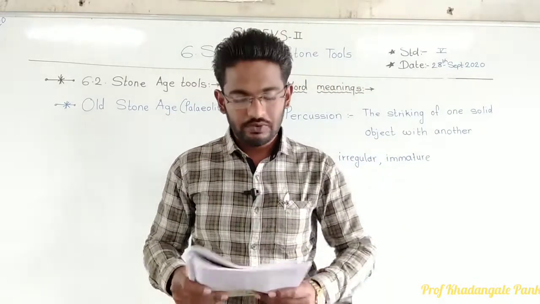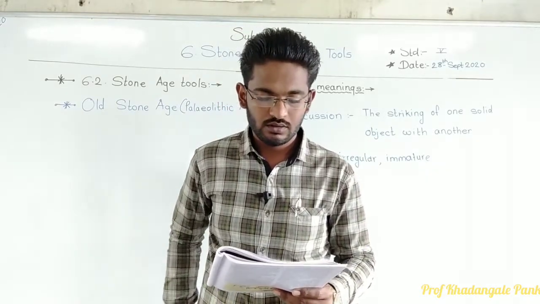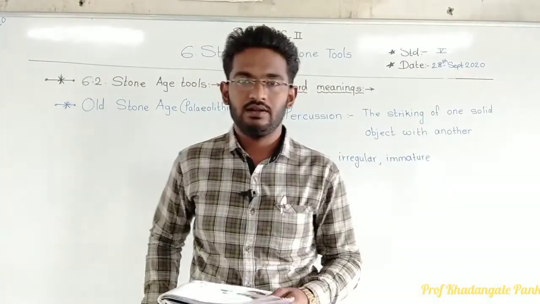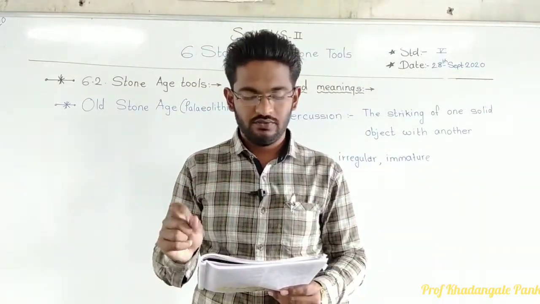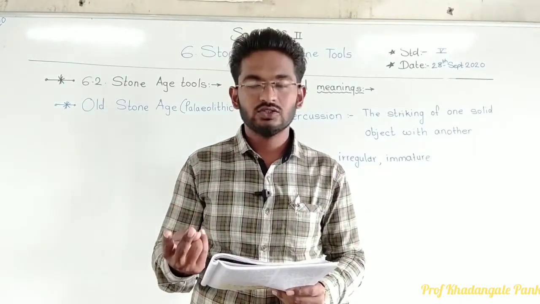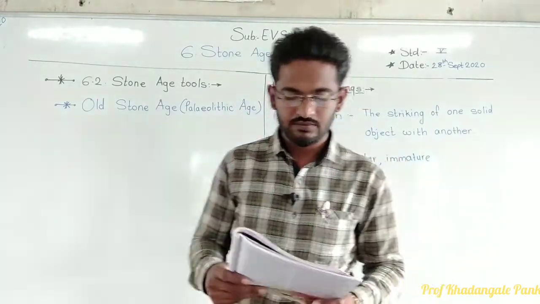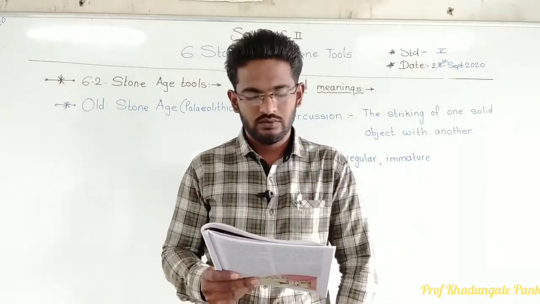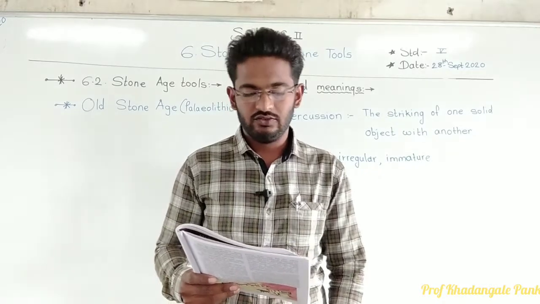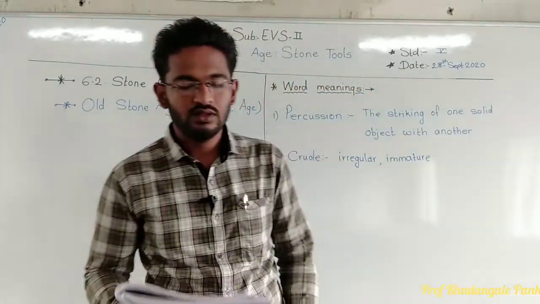Now the second one is given: Middle Stone Age or Mesolithic Age. Meso means middle. First one is Old Age, second one is Middle Stone Age. Meso means middle, and lithos means stone. Third one, New Stone Age or Neolithic Age. Neo means new and lithos means stone.